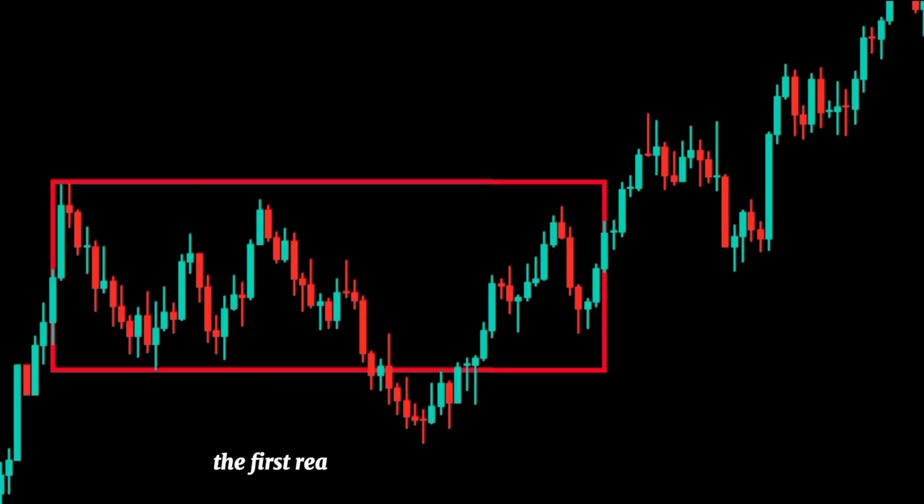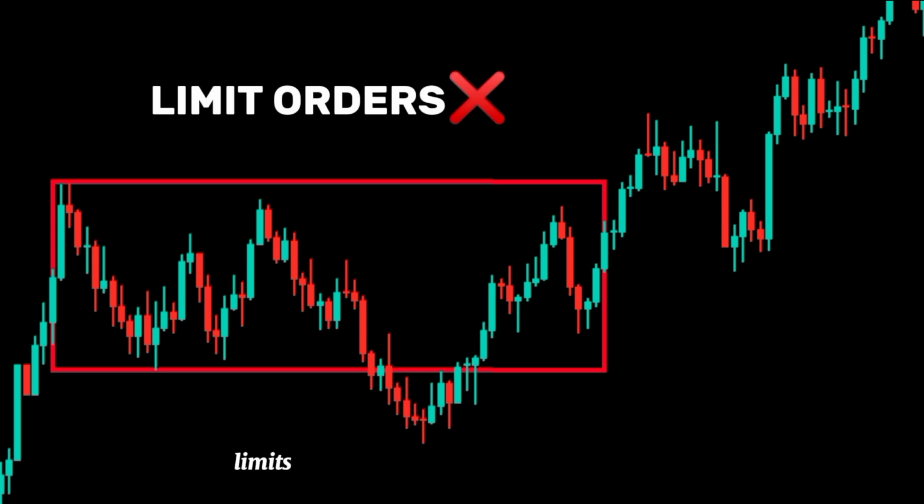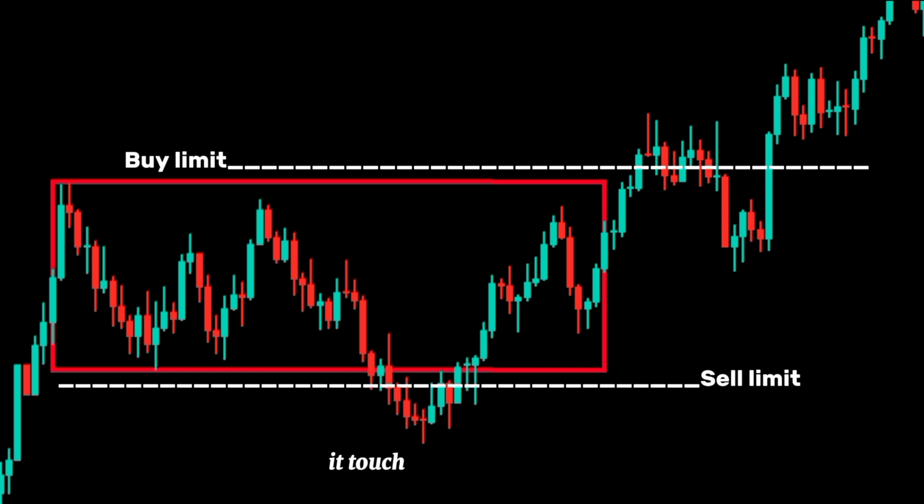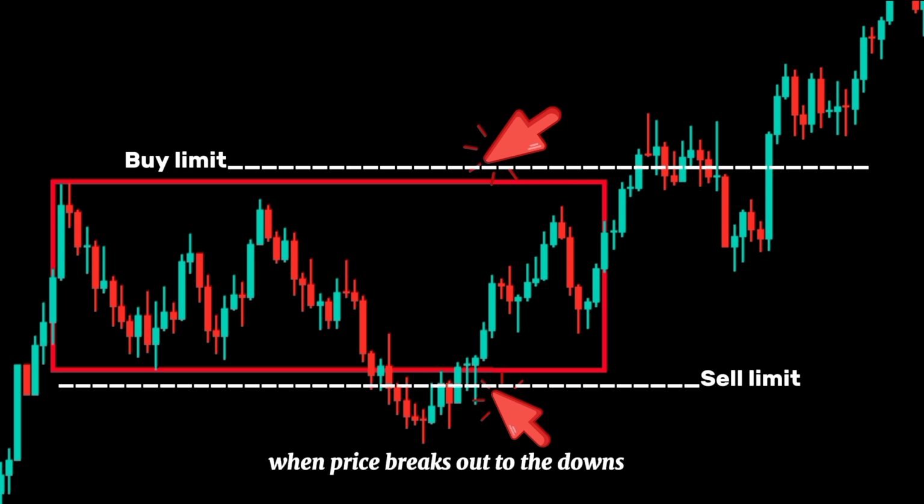The first reason why traders fall for breakout traps is because they place limit orders on the breaking point. Limit orders include sell limits and buy limits. When a limit order is placed, traders expect their trades to be executed immediately it touches their price limit. When price breaks out to the downside, it triggers their sell limits and sells the trade automatically, and when price breaks out to the upside, it buys the trade automatically and places them in trading positions.